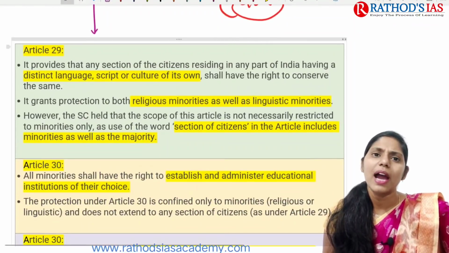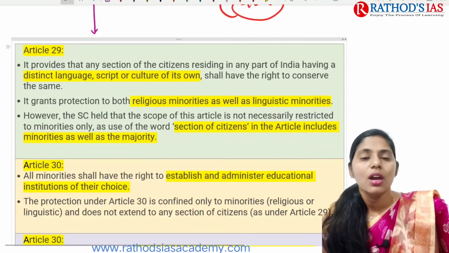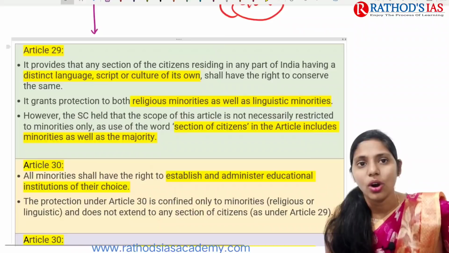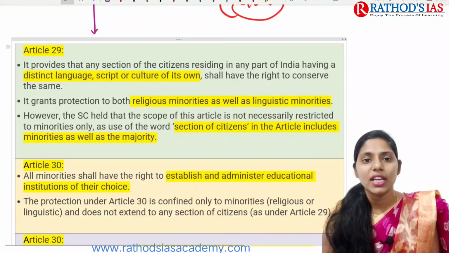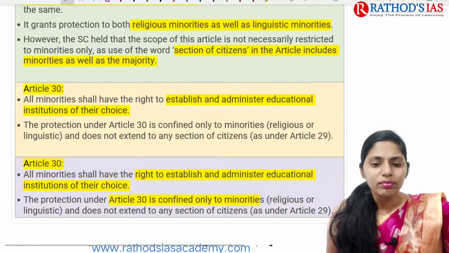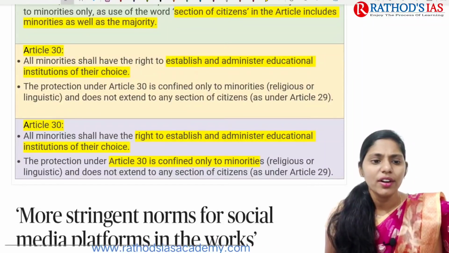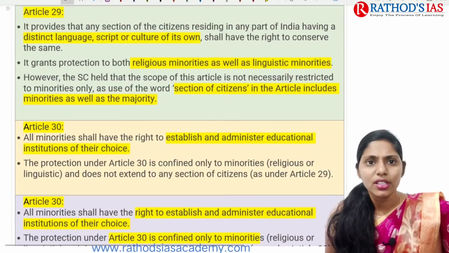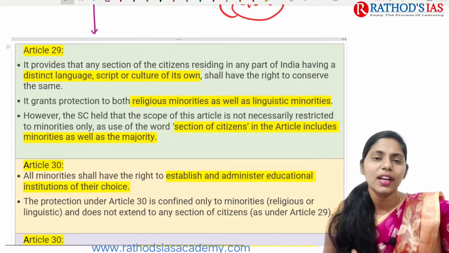So if we are talking about the articles which mainly talk about minorities in our constitution, the first one is Article 21, the second one is Article 30, and the next one is Article 30. Okay. So now let us see some important things regarding Article 29 and Article 30 of the Indian Constitution.